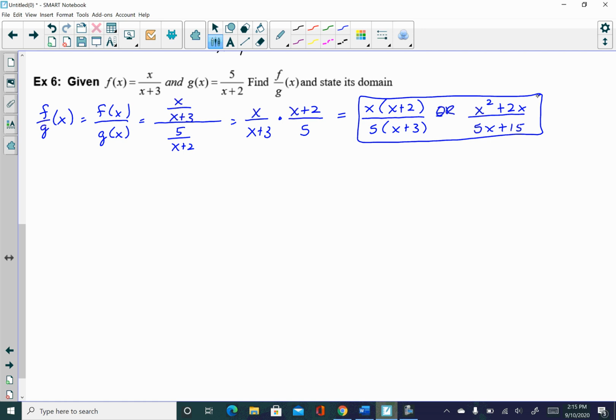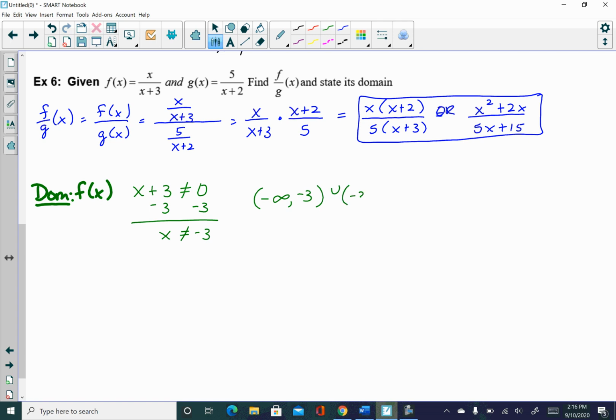All right, so now let's start looking at our domains. So let's look at the domain of f. For your domain of f of x, looking at that f of x function, notice you got a denominator there, so that denominator cannot equal 0. Otherwise, it'd be undefined. Quick solve here, subtract 3 from both sides. All right, so now we know x cannot equal negative 3. We're picking up a domain restriction from negative infinity to negative 3, and then from negative 3 to infinity.